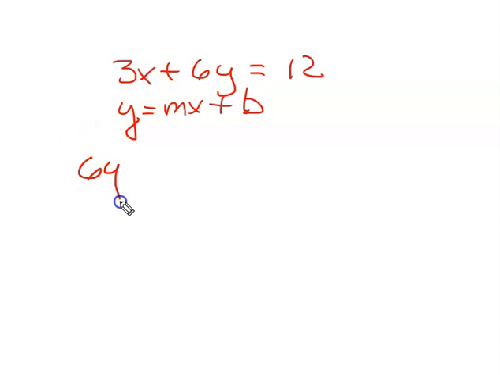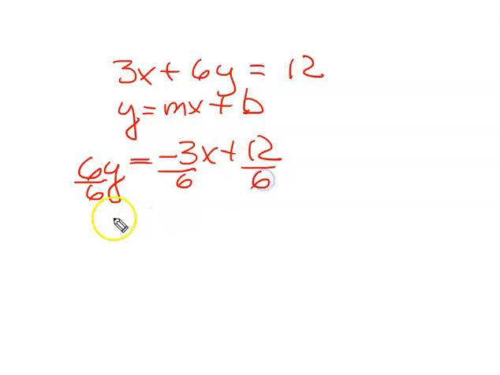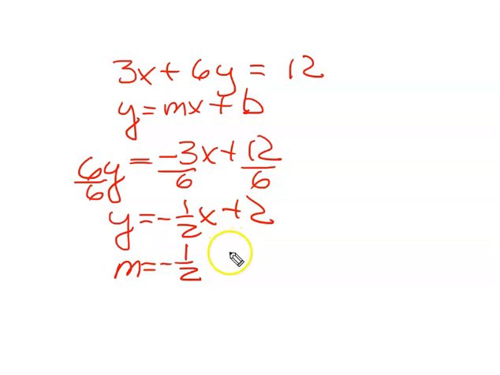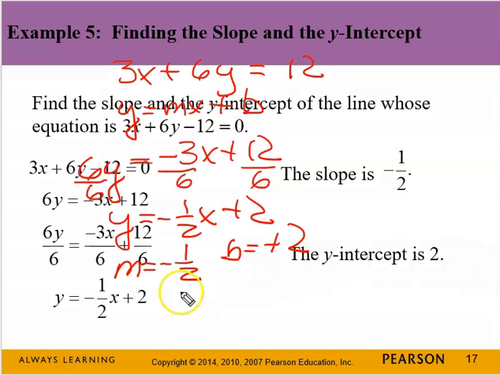So I have 6y, this 6y. I'm going to transpose the 3x to the other side as a negative 3x plus 12. Now I'm going to divide everything by 6. And I get y equals a negative 1/2 x plus 2. So my slope then is a negative 1/2, and my y-intercept is a plus 2, but we don't write the plus. Let's go back to our board and check it out, and there it is. Okay, let's go on.